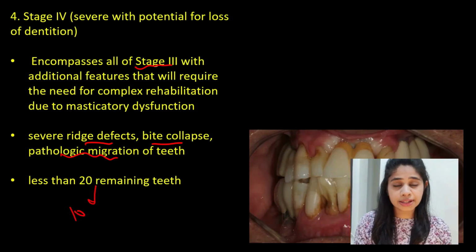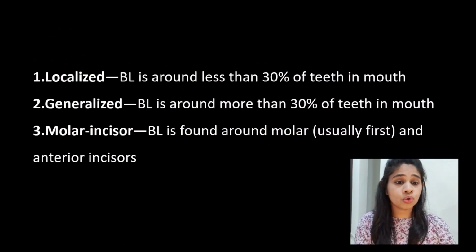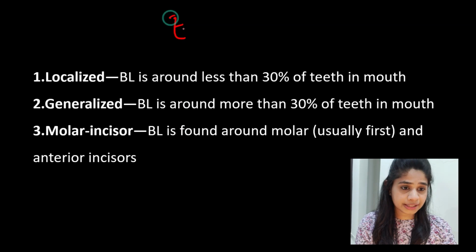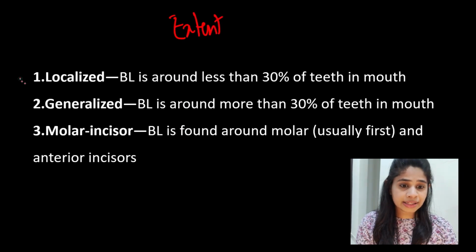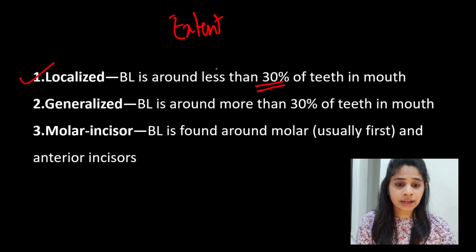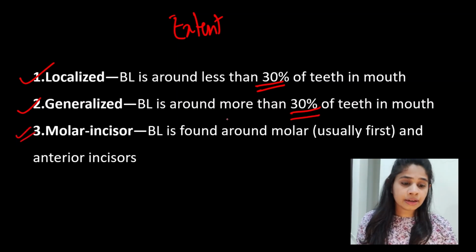Now, after staging the disease in these particular categories, we can then go to deciding the extent of the disease. It can be either localized if the bone loss is less than 30% of the teeth. It can be generalized if the bone loss is more than 30%. And the third category is the molar incisor category, wherein the bone loss is found around molars, which is usually the first molar and the anterior incisor.